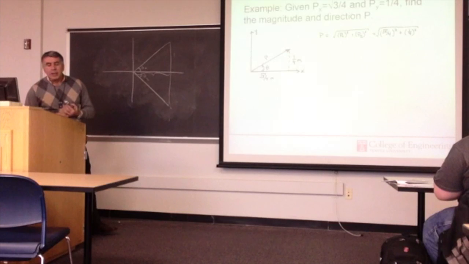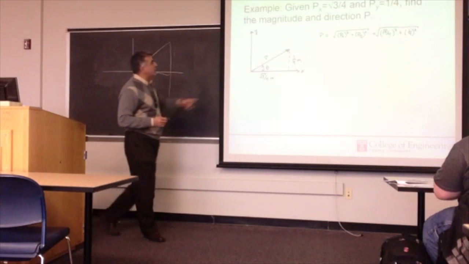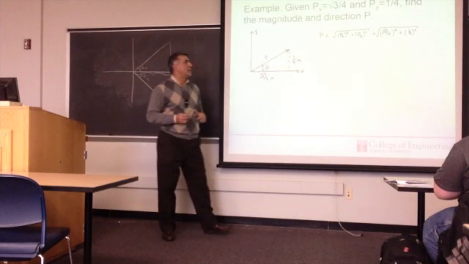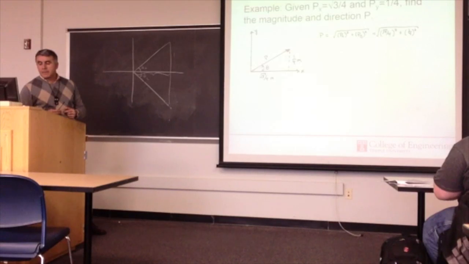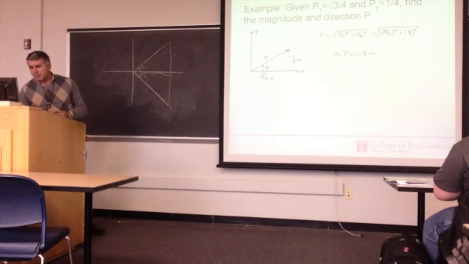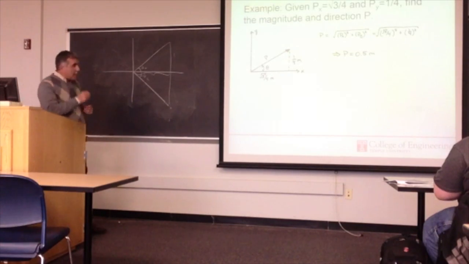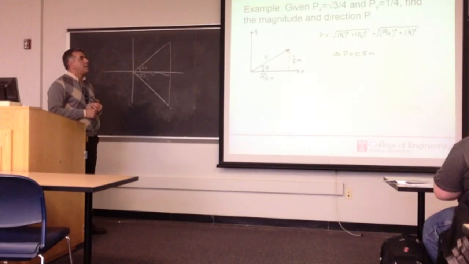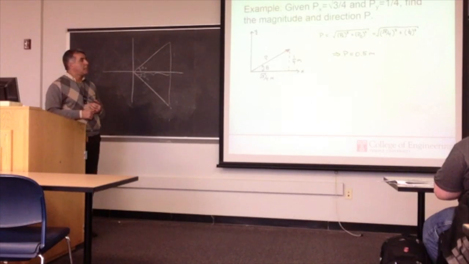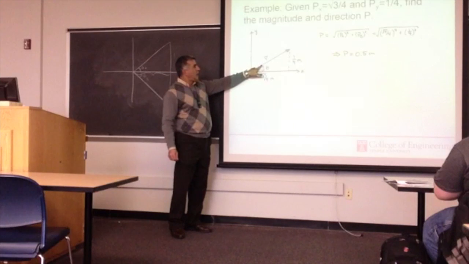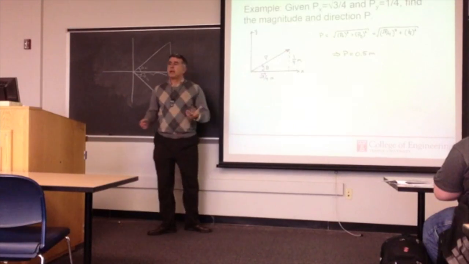So I want to describe it in the Cartesian coordinate system. The first thing is I want to see what the magnitude is, or simply P is equal to half a meter. Then I want to know what the direction is. Theta is your direction. Theta is equal to what?